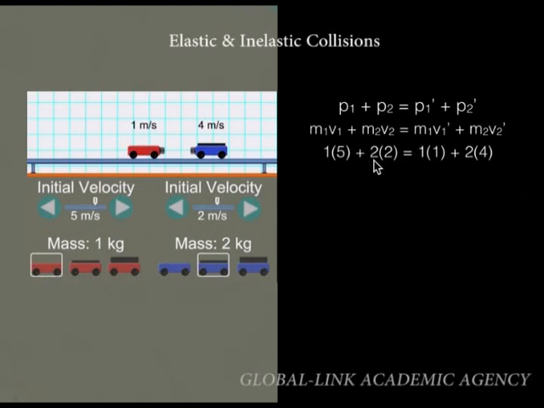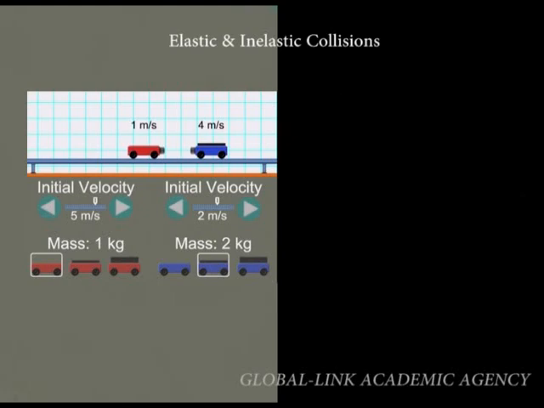1 kilogram times 5 meters per second plus 2 kilograms times 2 meters per second is the momentum before. Does it equal the momentum after? If we multiply, it's 9 kilogram meters per second. Now the positive momentum indicates that it's a net momentum towards the right, and it's equal, and will always be equal.